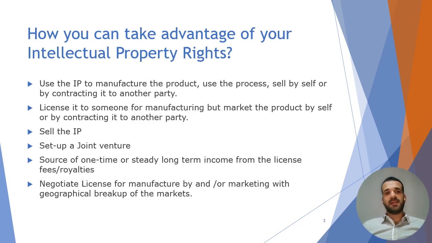We will discuss how you can take advantage of intellectual property rights. The use of the intellectual property to manufacture a product, to use a process, sell by yourself, or by contracting it to another party. You can license it to someone for manufacturing, but market the product yourself or by contracting it to another party. There is the possibility to sell your intellectual property. You can set up a joint venture, source one-time or steady long-term income from the license fees and royalties, or negotiate the license for manufacturing, buying and/or marketing with geographical breakup of the market.